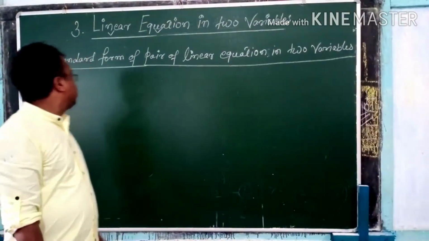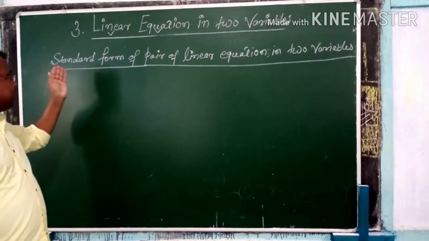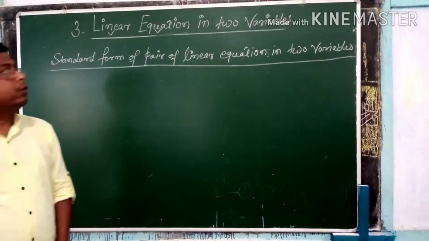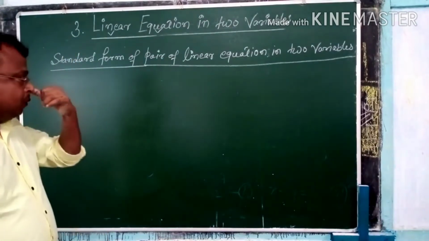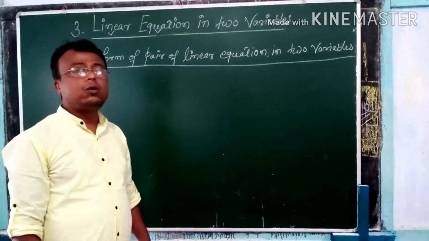Good morning, children. So today we are going to start our next topic, that is standard form of pair of linear equation in two variables. So we will see what is the standard form of pair of linear equation in two variables.